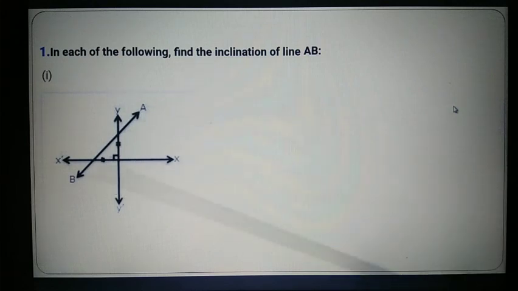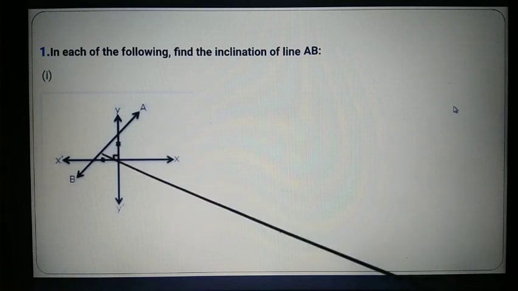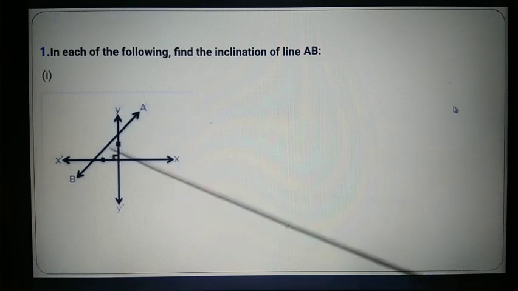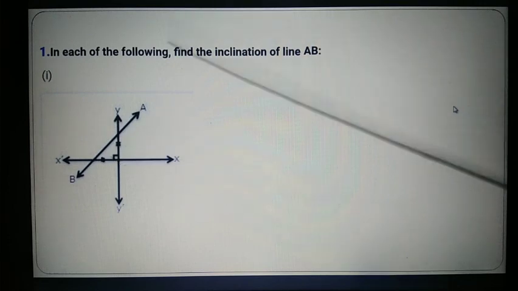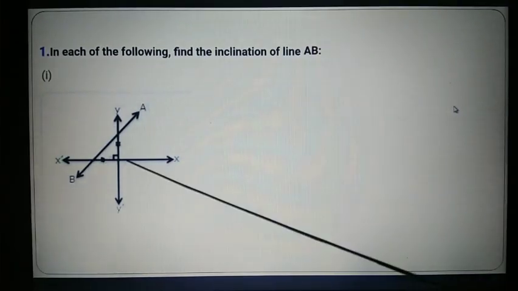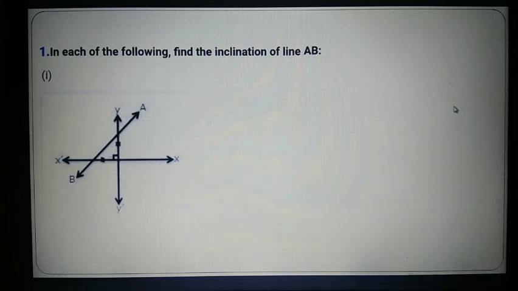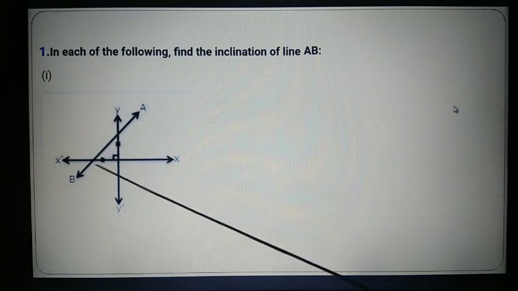So there's a line AB, and we need to find the inclination, that is we need to find theta, and we know that theta is the angle made by the line with positive direction of x-axis. So basically they are talking about this angle, right? So before I find this angle theta, let me name the point of intersections. So this is the point of intersection of x-axis and y-axis. That's why this is origin O, and let me call this to be P, and let me call this point to be Q. Is that clear?